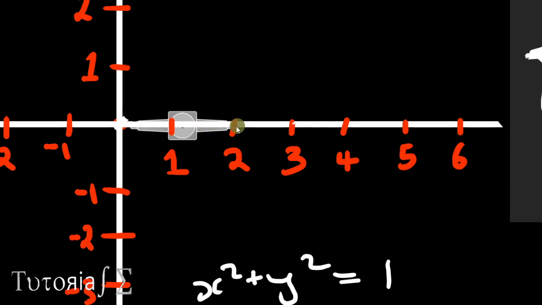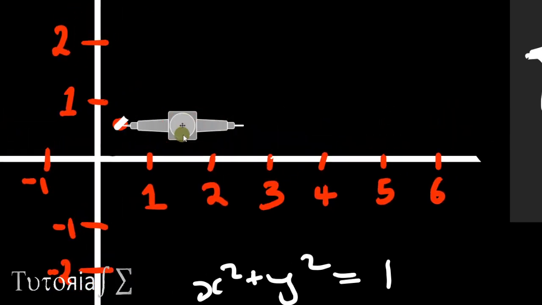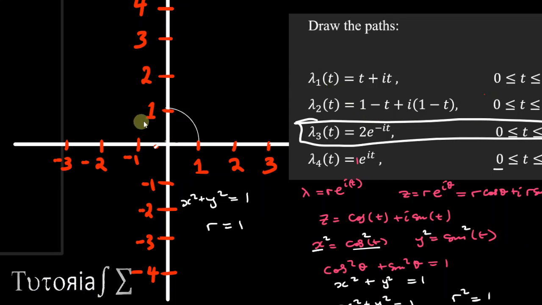Okay, let me just draw it now. All right, so when we sketch our half circle, it will be somewhat there. And we are done. So this is our lambda 4 of t. And that is how you sketch paths of lines. Okay, see you in the next lesson.